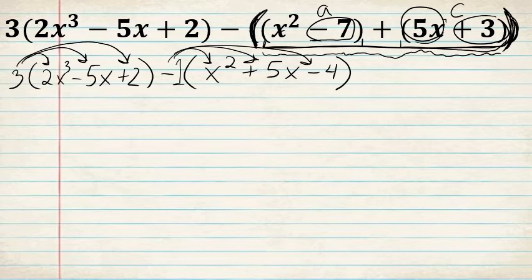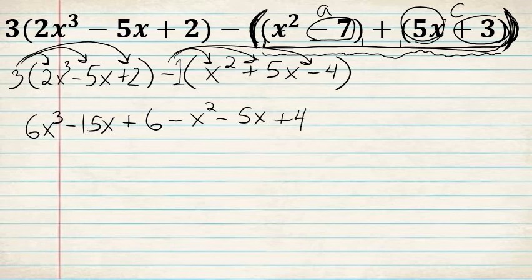First, let's multiply the 3. Or you could describe this step as distributing the 3. 3 times 2x to the third is 6x to the third. 3 times negative 5 is negative 15x. 3 times 2 is 6. Then distributing the negative 1 yields negative x squared minus 5x. And then the last term is negative 1 times negative 4, which is plus 4.